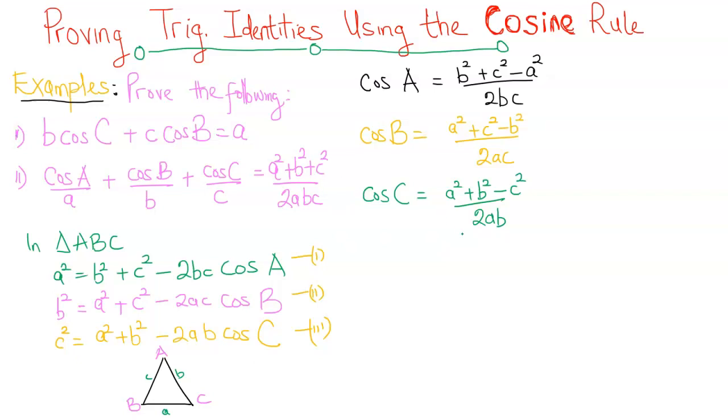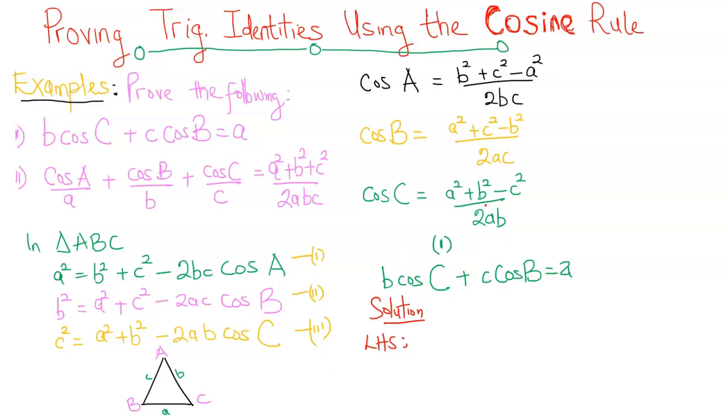So let's focus on the first example. The first example states that we should show that b cos C plus c cos B is equal to a. Of course, this is an equality. We have to show that the left side is equal to the right side. So to show this proof, I'm going to focus on the left and work my way around, obtaining what I have on the right side.